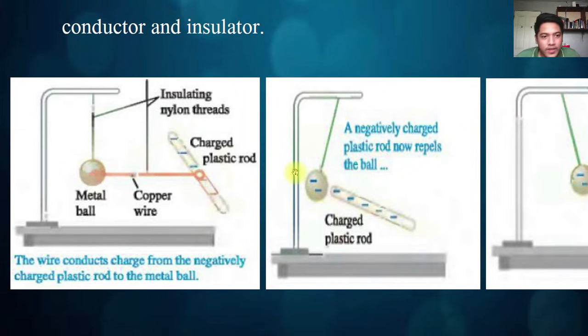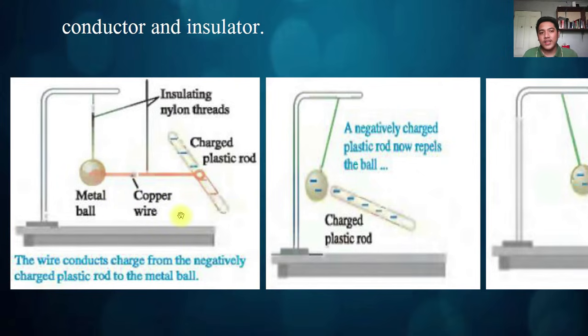So what does this mean? For example, we have here an insulating stand and insulating nylon threads, and we have a metal ball. And when we say a metal, that is a good conductor. And we have here a charged plastic rod, a negatively charged plastic rod. What will happen, class, is we're going to charge the metal ball by placing a copper wire as a connection from the metal ball to the plastic rod.